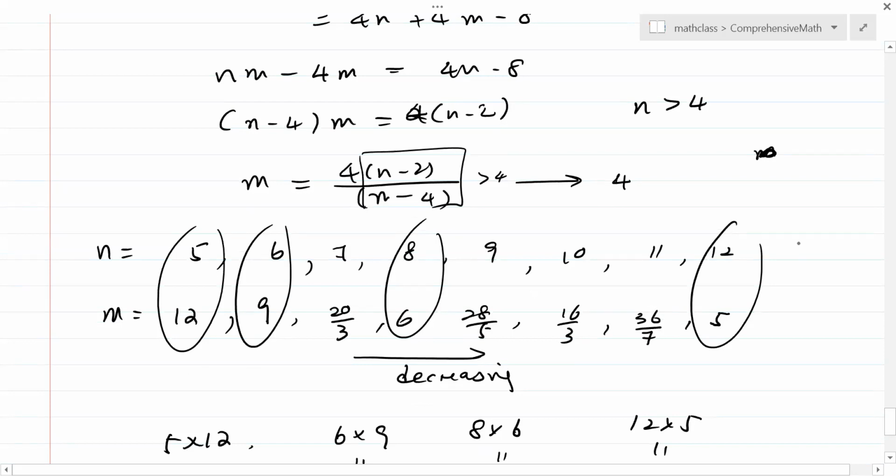You don't need to continue to calculate for n equal to 13, 14, and so on. You always get a fraction, and you still hope you can get an integer. There's no way, because between 5 and 4 there are no other integers.